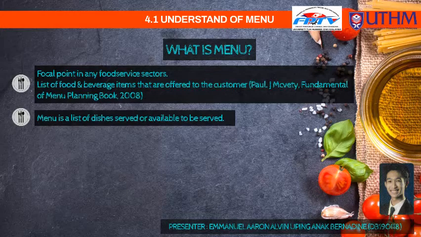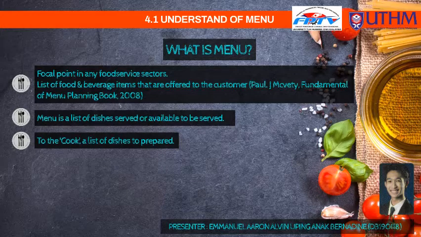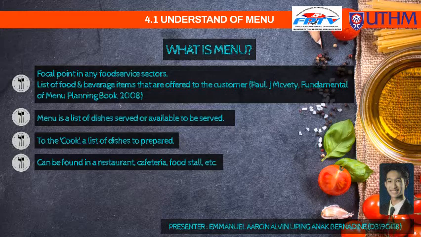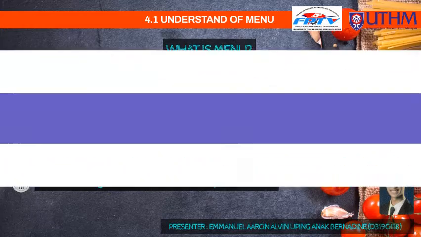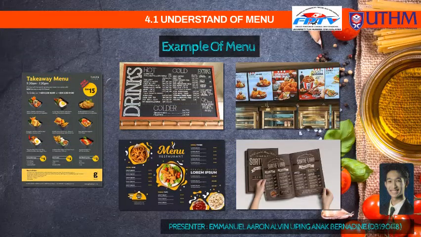Generally, menu is a list of dishes served or available to be served at any outlet. To the cook, it is a list of dishes to be prepared. Commonly, menu can be found in a restaurant, cafeteria, food stall, etc. A better menu will ensure that customers will get the information on the availability of various items. This is the example of menu. Go on to the next one.